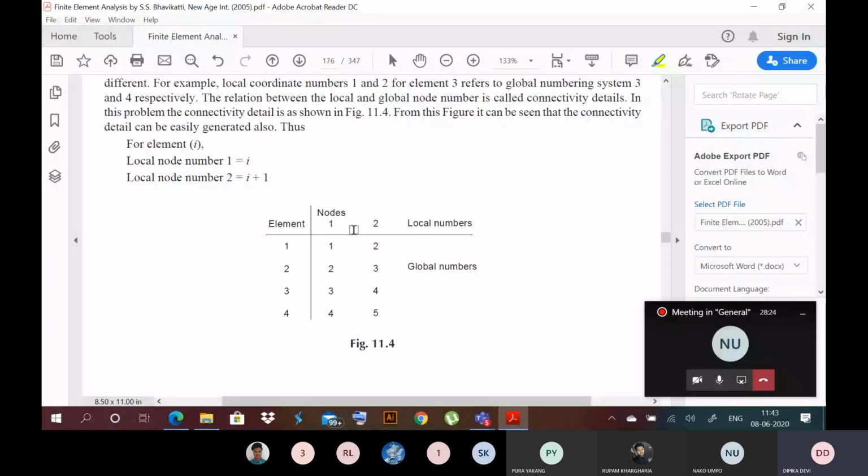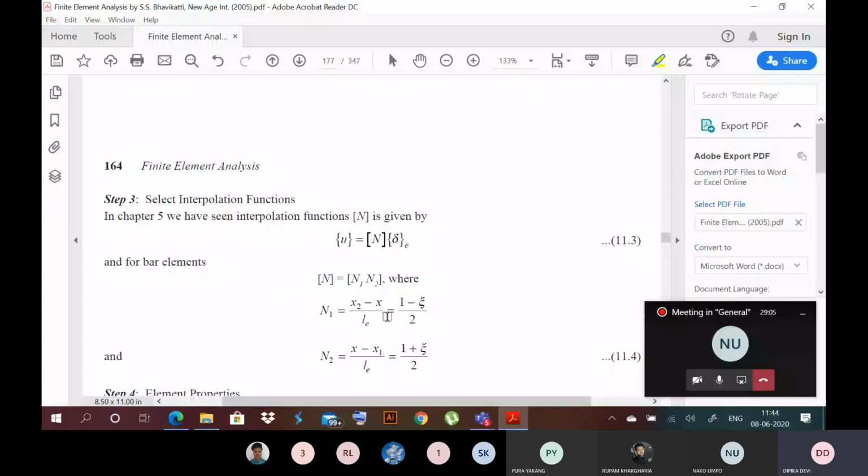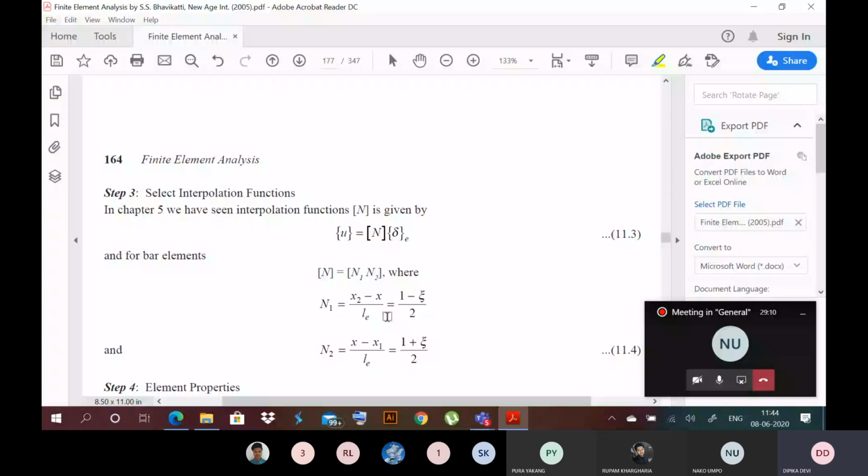Now we have to select the interpolation function or shape function because we have to write the displacement at any point in terms of the nodal displacements using the shape function. So here u is the displacement at any point within the element. That displacement can be related to the nodal displacement using the shape function. So u is the displacement at any point, N is the shape function matrix, and delta is the element displacement vector, the nodal displacement vector for an element.